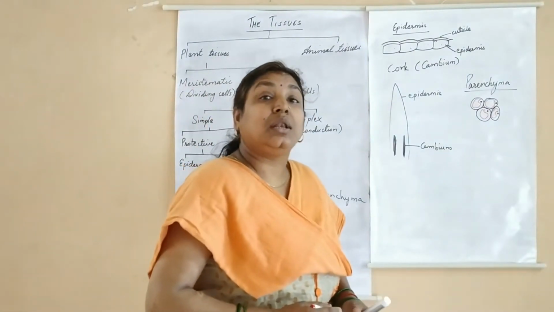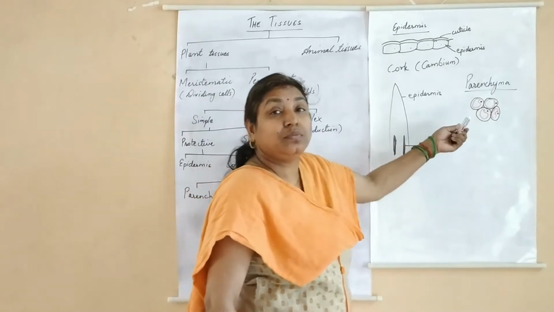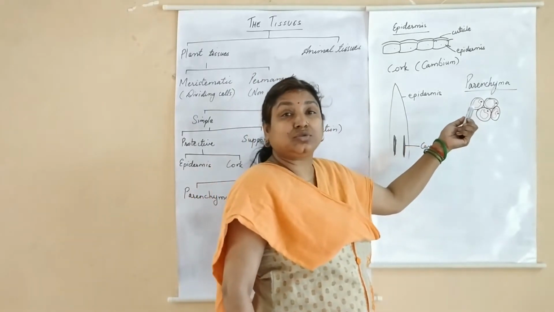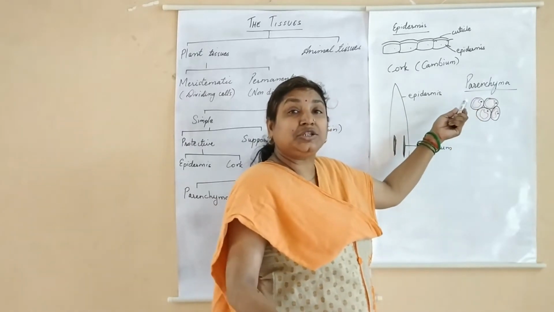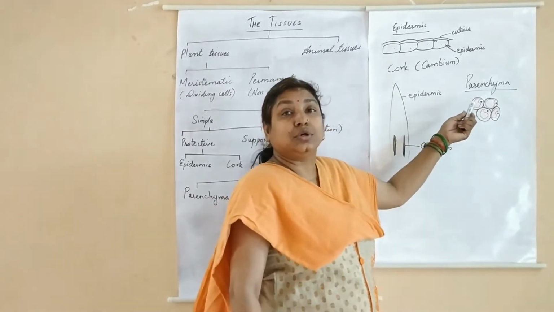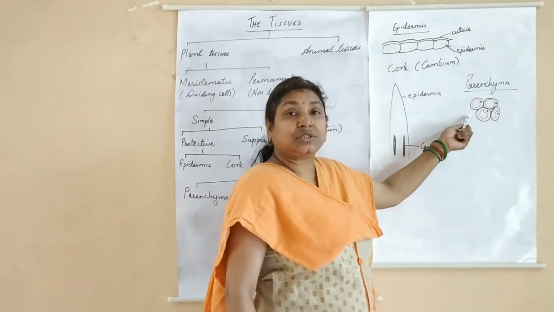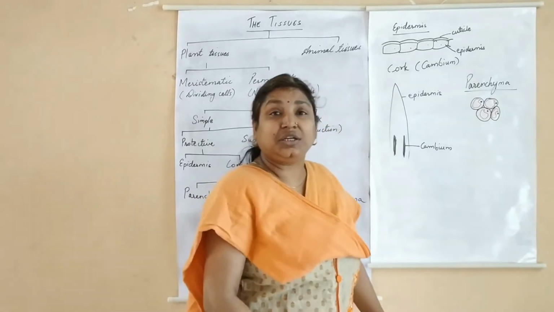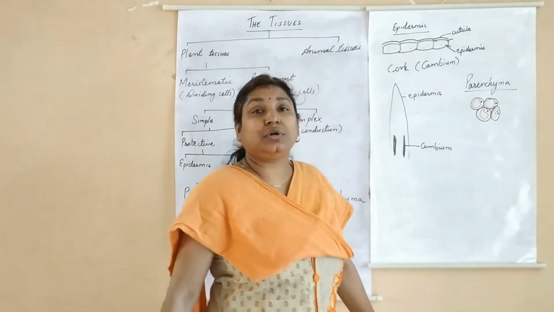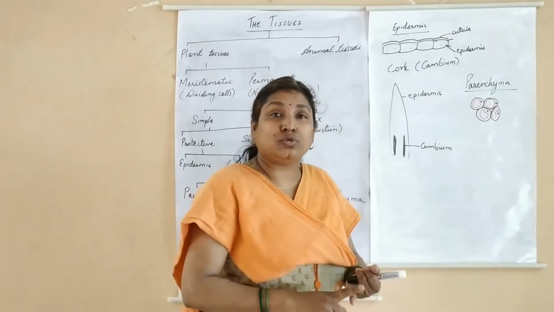Parenchyma has large vacuoles. Now what is the function of this vacuole? The main function is to store food. Parenchyma provides initial support when the new sprouts just bud up. Parenchyma cells are present in each and every part of the plant: in the root, stem, flower, fruits, leaves.